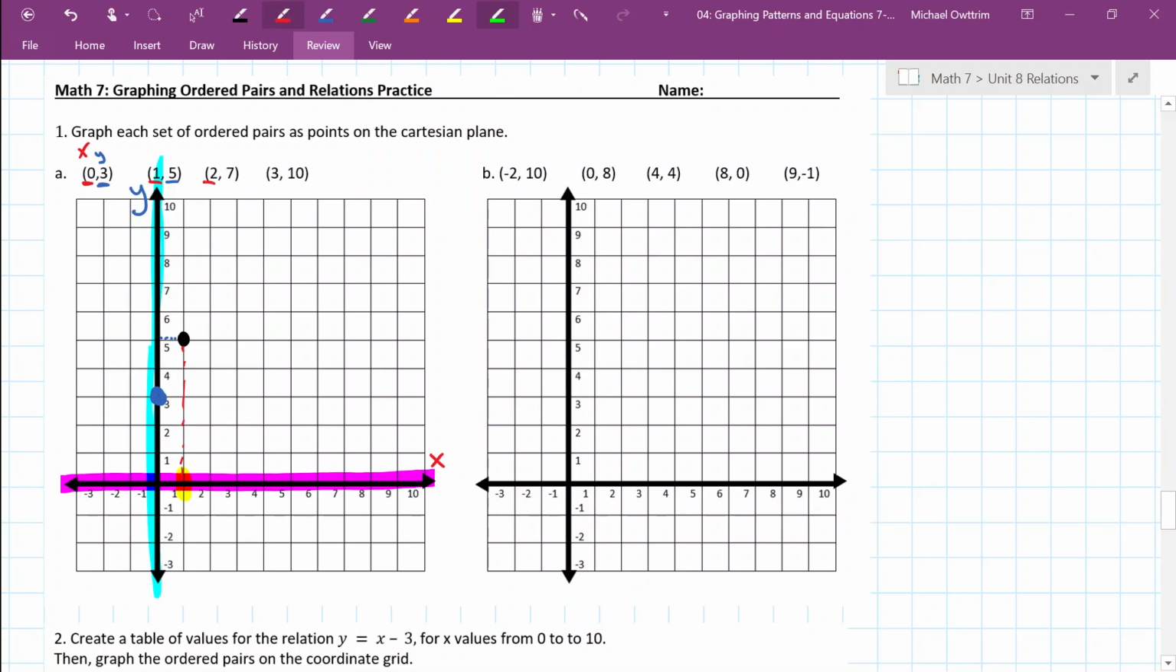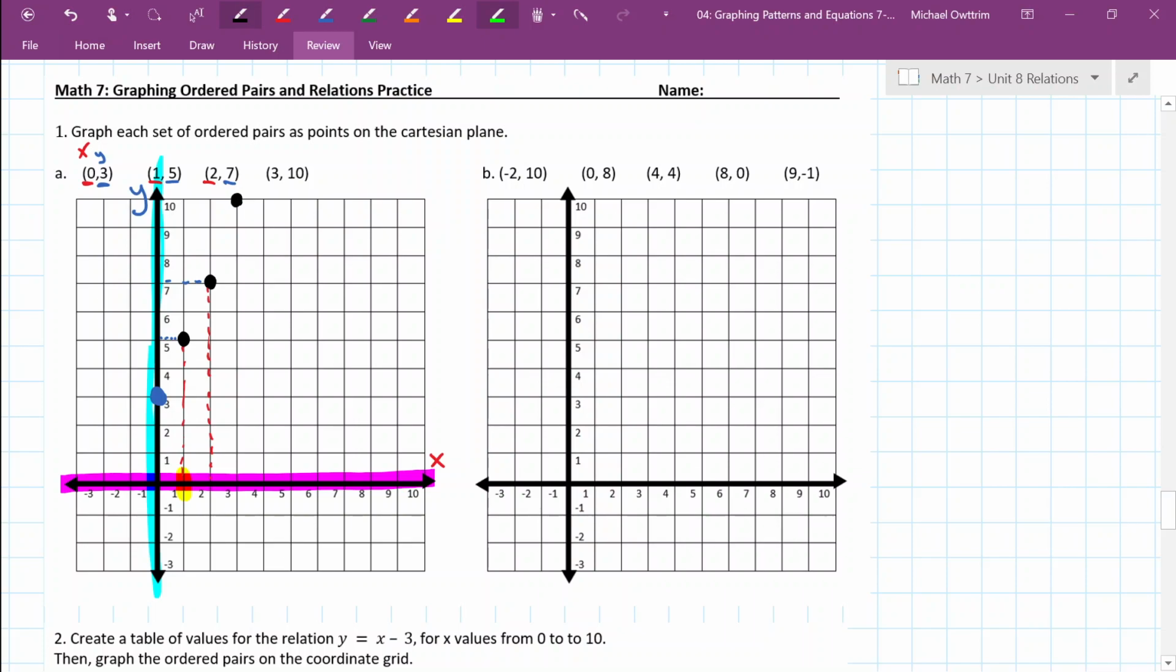Carrying on, my next point is 2, 7. So that tells me go to 2 on my x-axis, and then go up to y of 7, and draw my dot at the intersection there. And then finally, our 3 and 10 is 3 on the x-axis and 10 on the y-axis.